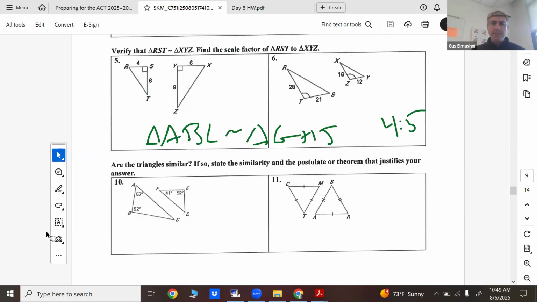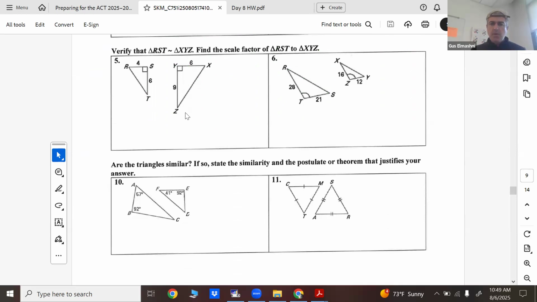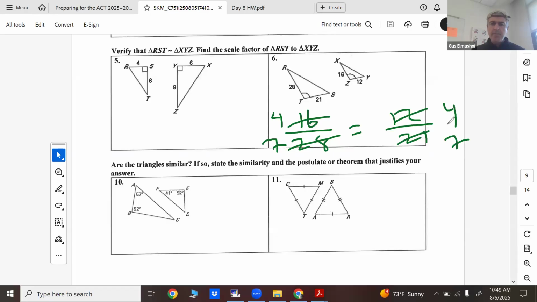Okay, for 6, we're going to say 16 to 28, 12 to 21. So that's 4 to 7, divide by 3, 4 to 7. And that's a scale factor. It's 4 to 7. But oh, from the other way around, sorry. You're going to say 7 to 4, because you're doing big to small, because RC is bigger than XYZ. So you say 7 to 4.